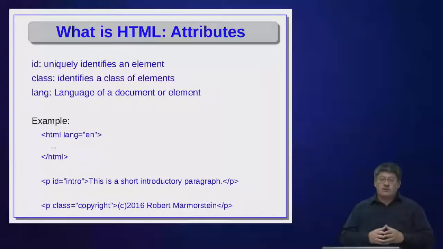So for example, we've said HTML lang equals en and /HTML. That says the language of this entire page is English. I could have a paragraph tag, a p tag, and I could set its ID to intro. I can only have one intro paragraph if I do that, because ID attributes must be unique. I can only have one element with the ID intro. Or I could have a paragraph and say this is a copyright paragraph and set its class to copyright. If I do that, I can have other paragraphs that also have the copyright class.